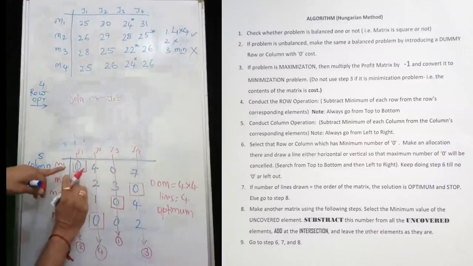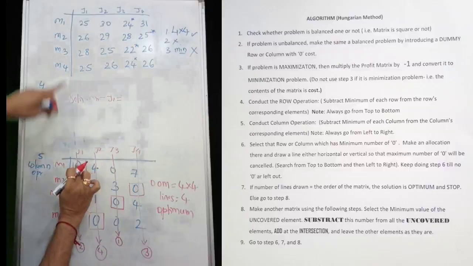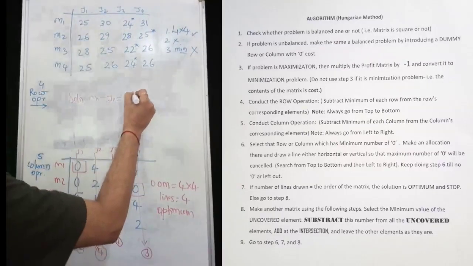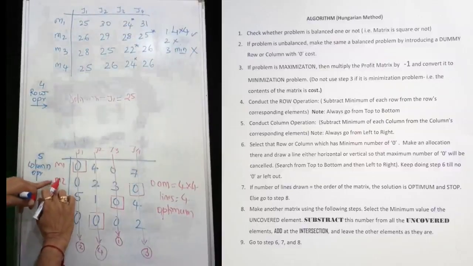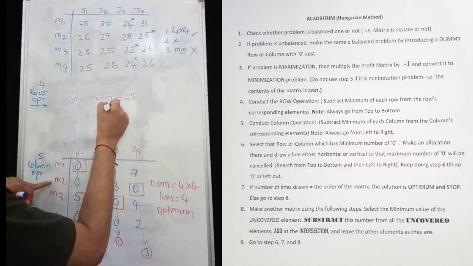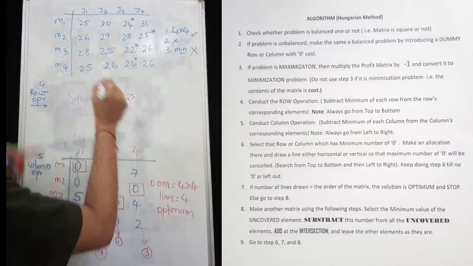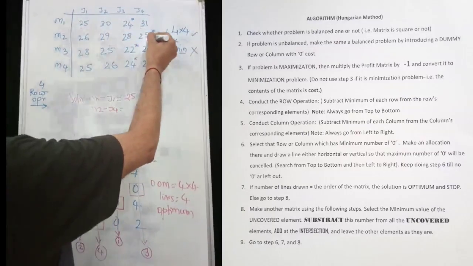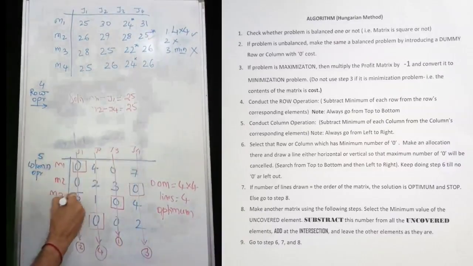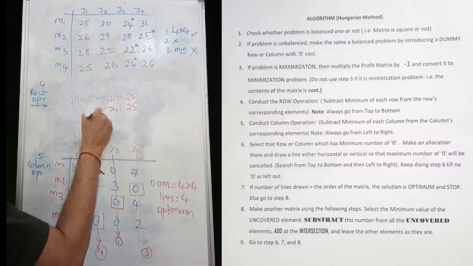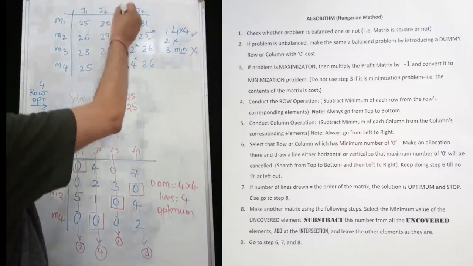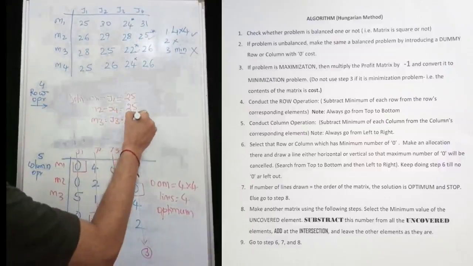M1 will do job number J1 at what cost? So it is here M1 J1. Go to the original matrix, see what is M1 J1. It is 25 rupees here, right? 25. M2 will do job J4. So M2 does job J4. What is the cost? 25 is the cost. M3 will do job J3. What is the cost? It is 22.